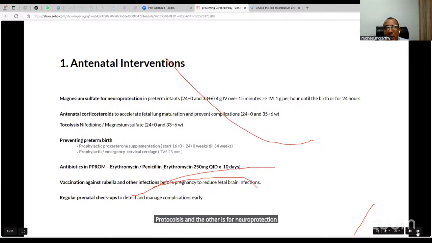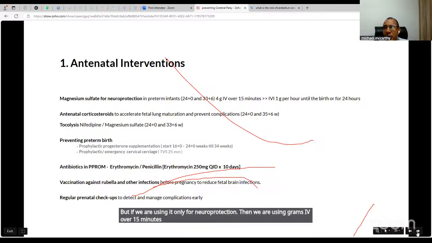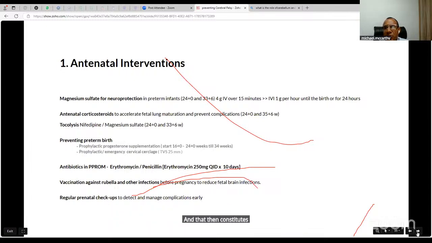The dose is similar, but if we're using it only for neuroprotection, then we are using 4 grams IV over 15 minutes, and then an infusion of 5 grams in 500 mils at about 100 mils per hour for 24 hours. And that then constitutes the neuroprotection.